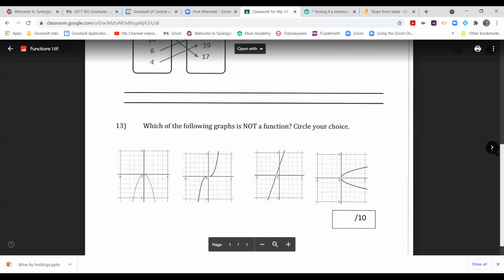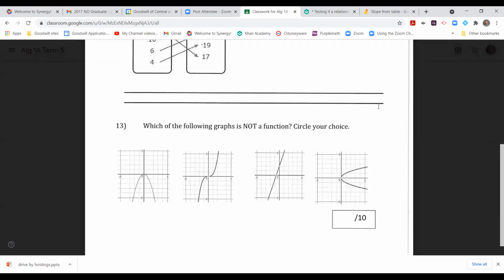So in 13, you see 4 different types of graphs, and it's asking which one is not a function. The last one? Why would you say the last one? You're right, but I'm curious as to why. Because they're both going off that way. It's not a line. Well, neither is 1 and 2. It's okay, though. You picked the right one.